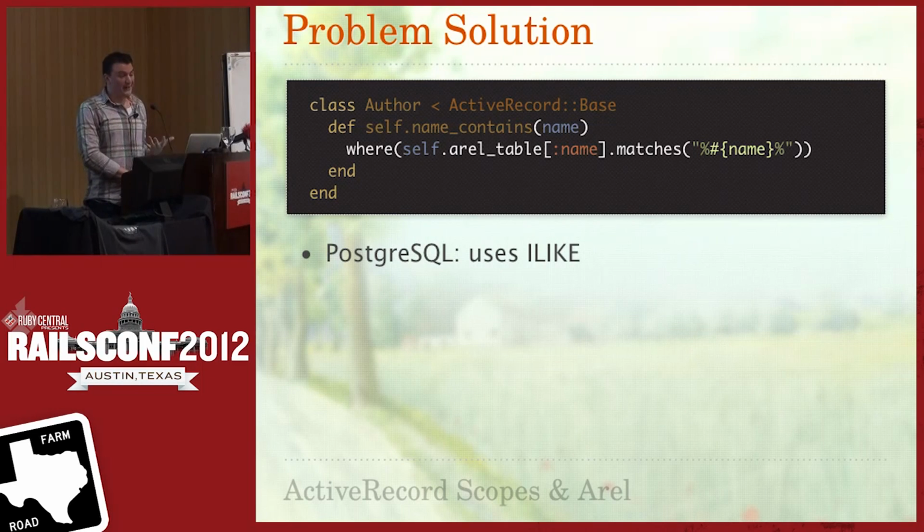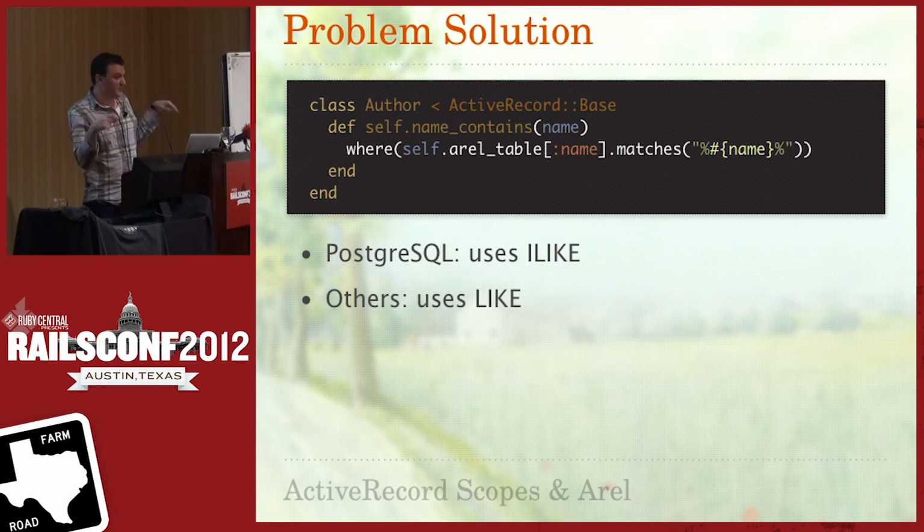Now, when you run this scope on Postgres, you're going to get ILIKE. And if you're on anything else, you're going to get like. If you actually want like on Postgres, you're going to have to write that string that was at the very beginning. But that's a different story.